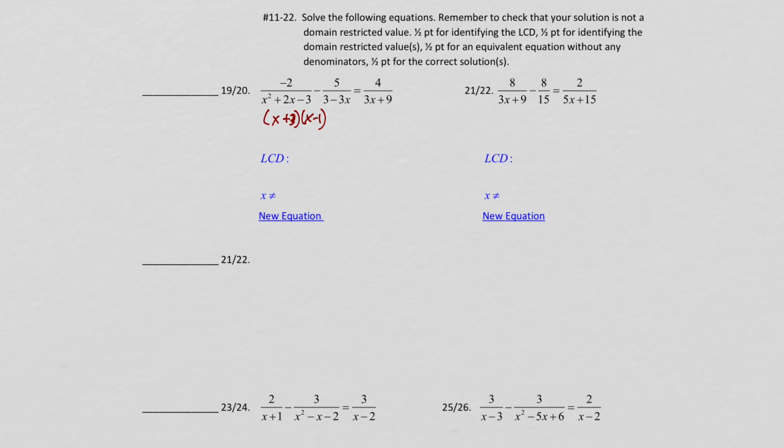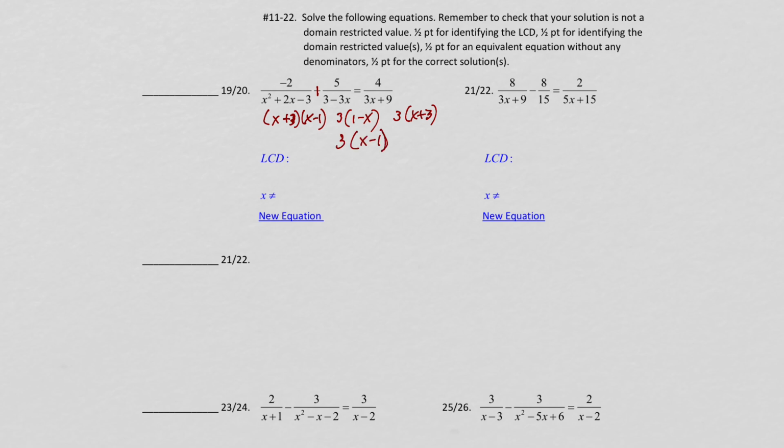This is going to become a 3 times 1 minus x. And this will become a 3 times x plus 3. But what I don't want to have is a x minus 1 and a 1 minus x. So instead, I'm going to make this a negative. Well, let's pop the negative up to the top here. So we'll change this to a plus, and I'll now make this a 3 times x minus 1.